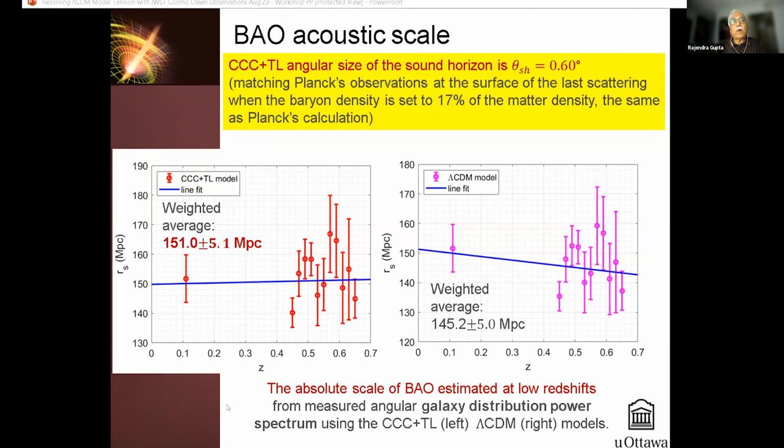Now, another thing is to see BAO at lower Z values. That is the absolute scale of BAO estimated at low redshift from the measured angular galaxy distribution power spectrum. And using the two models, we get these kinds of fits to the data. This line has no real meaning because of large scattering, so we should only consider the weighted average. This comes out to be 151 plus minus 5 megaparsec for the CCC plus TL model, and for the lambda CDM model, it comes out to be 145 plus minus 5 megaparsec. This is about the same, because within the uncertainty of these numbers, it is about the same.